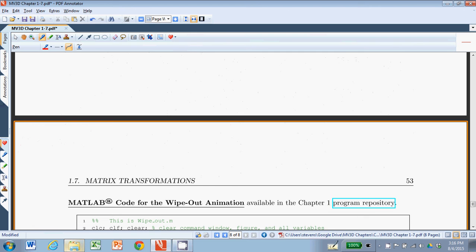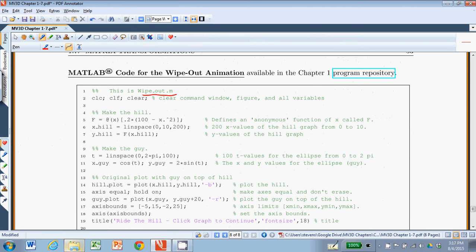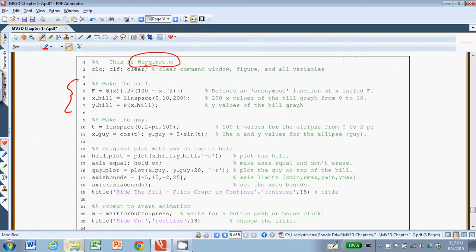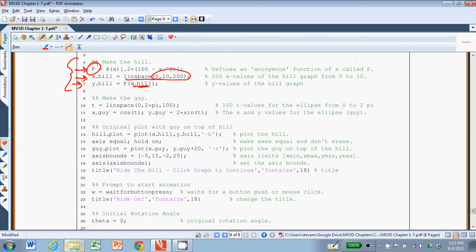So here's the code. It is called wipeout.m. It is in the program repository. I'll go through it briefly. This is the hill. This is the function that gives the y values. So there's my x values. That's using that linspace. So I'm going from 0 to 10, and there's going to be 200 x values. And I'm actually going to proceed down these x values, so there are going to be 200 frames in my movie. And then y hill is just going to be f of x hill. So my x hill and y hill will create that red hill.